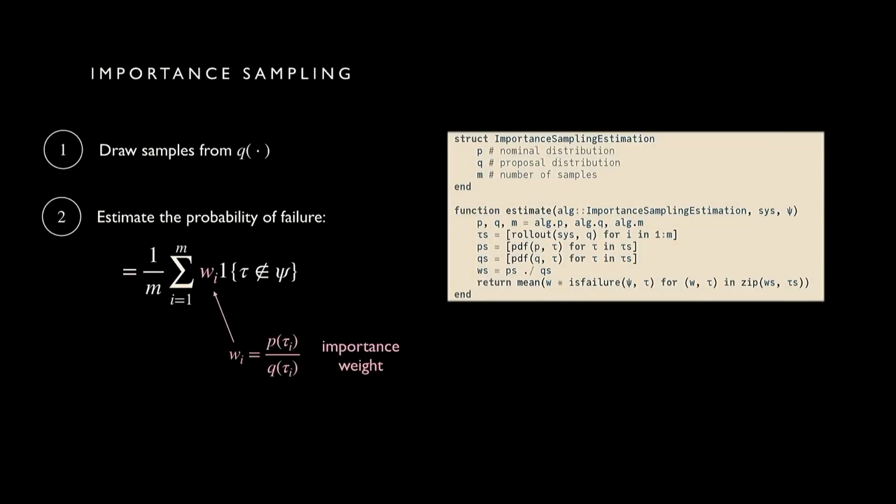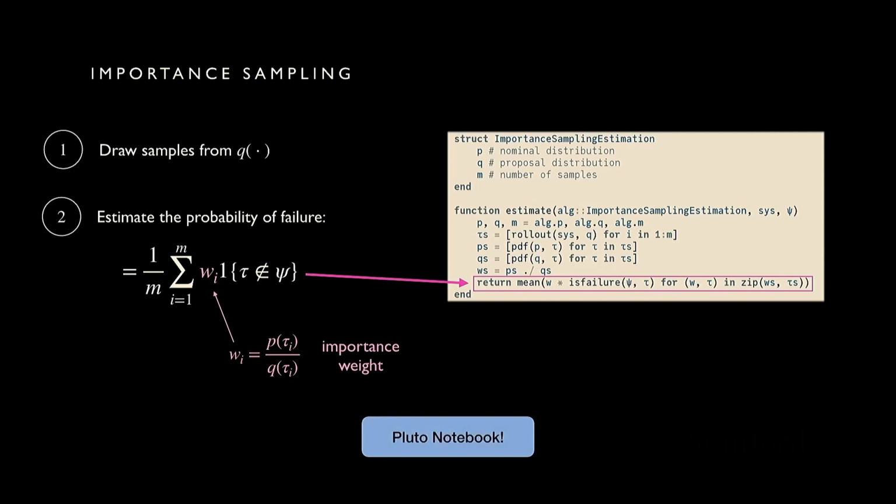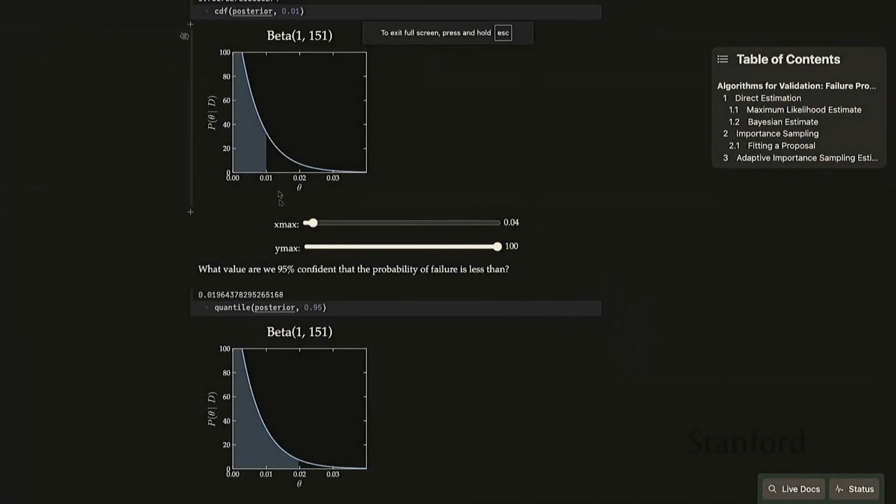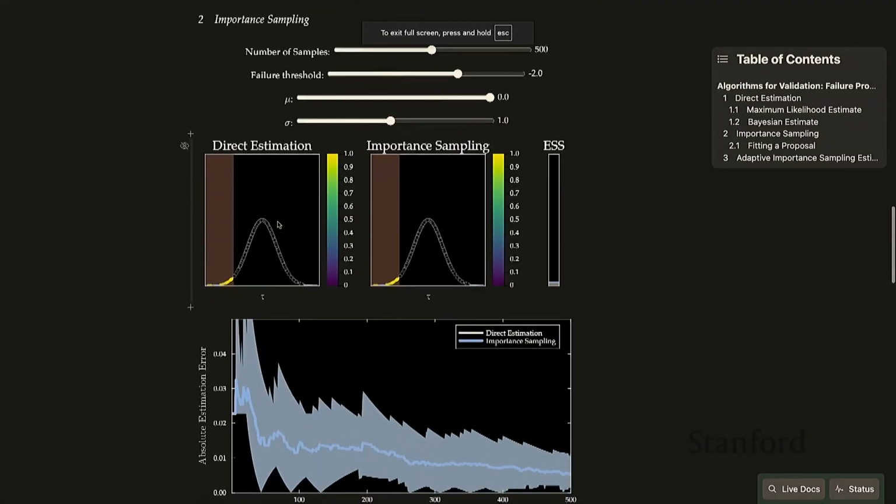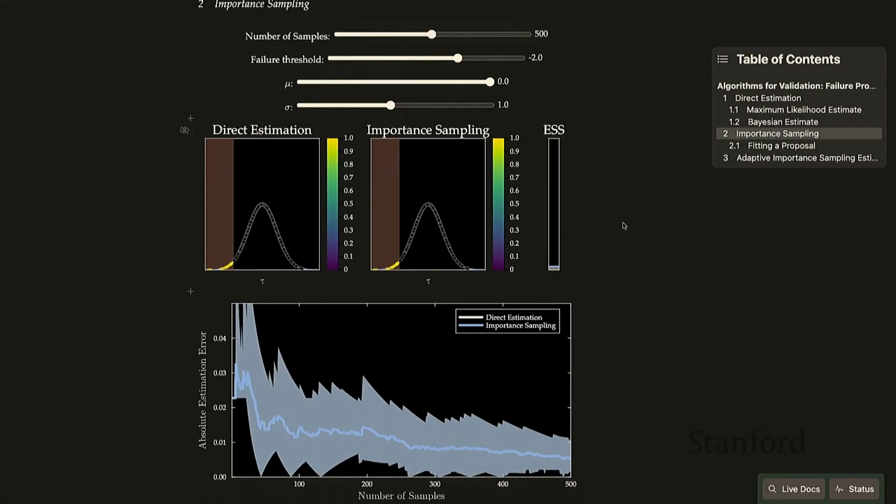So here's just what the algorithm looks like in code. I'm going to go through this kind of fast, but we draw samples from Q now instead of P. Then we just evaluate their PDFs to compute these importance weights, and then we return this, which is just a code implementation of this expression here. Okay, let's look at what this actually looks like. Here's a cool graphic of this.